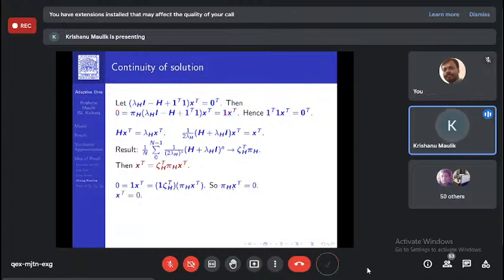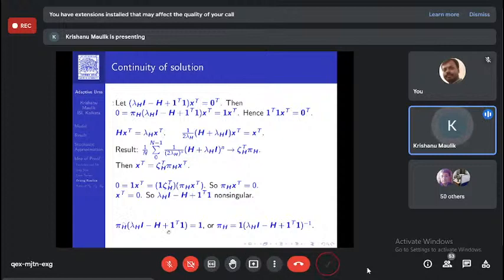And therefore, what you do is, you again multiply by zeta H transpose, you get X transpose, which must be zero. So anything which is in the null space must be zero. So this thing must be non-singular. And then you look at pi H times this thing, because pi H is the left eigenvector, normalized to be the vector one. So pi H is non-singular, so you can invert it.